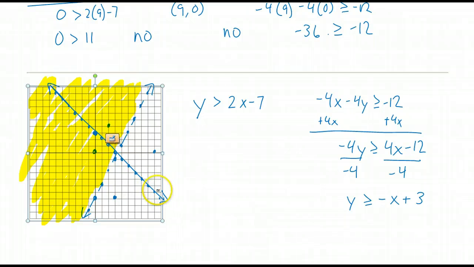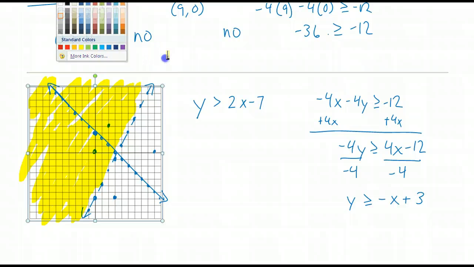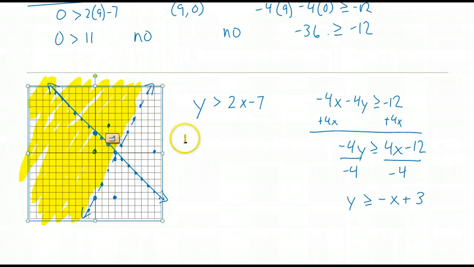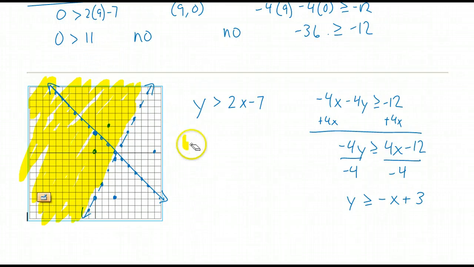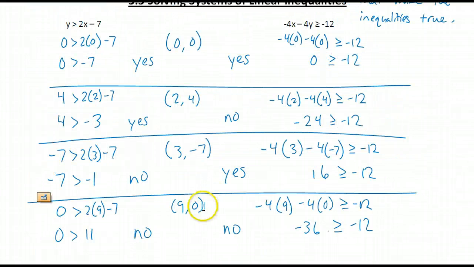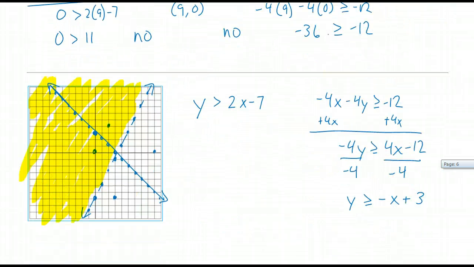And again, I need to shade. But I've already figured out some points to shade. If I look back to the beginning, 9, 0 was a no, 3, negative 7 was a yes, 2, 4 was a no, and 0, 0 was a yes. So I want to shade to include these 2 points, but not these 2 points.